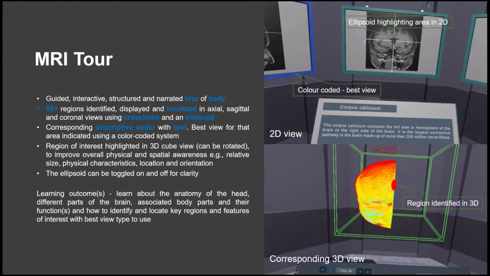The MRI tour is a guided, interactive, structured, and narrated tour of the body. 55 plus regions were identified, displayed, and localized in axial, sagittal, and coronal views using crosshairs and ellipsoid. There's corresponding descriptive audio with text. Regions of interest are highlighted in the 3D cube view, which can be rotated, and also shown in the 2D panels above. The learning outcomes for this part of the application are to learn about the anatomy of the head, different parts of the brain, associated body parts and their functions, and how to identify and locate key regions and features of interest with the best view type to use in that context.